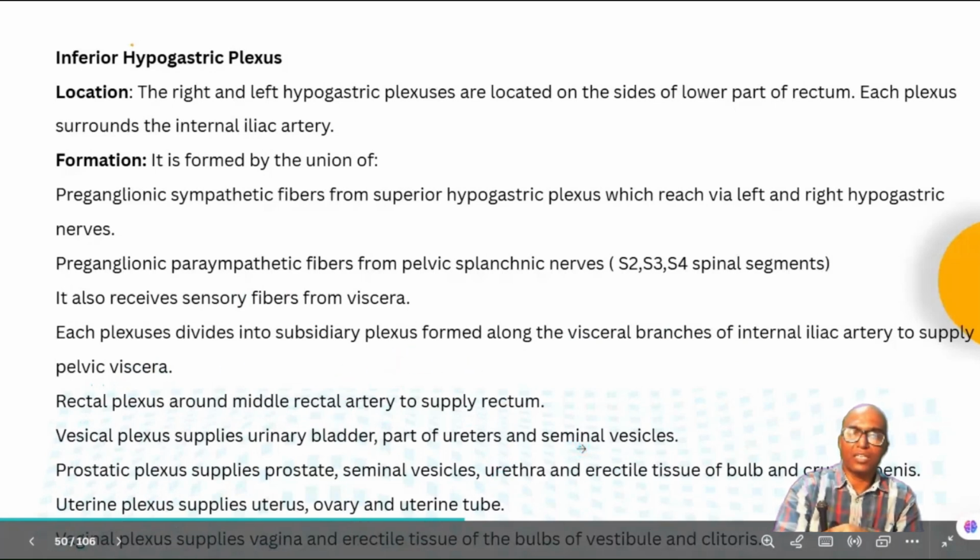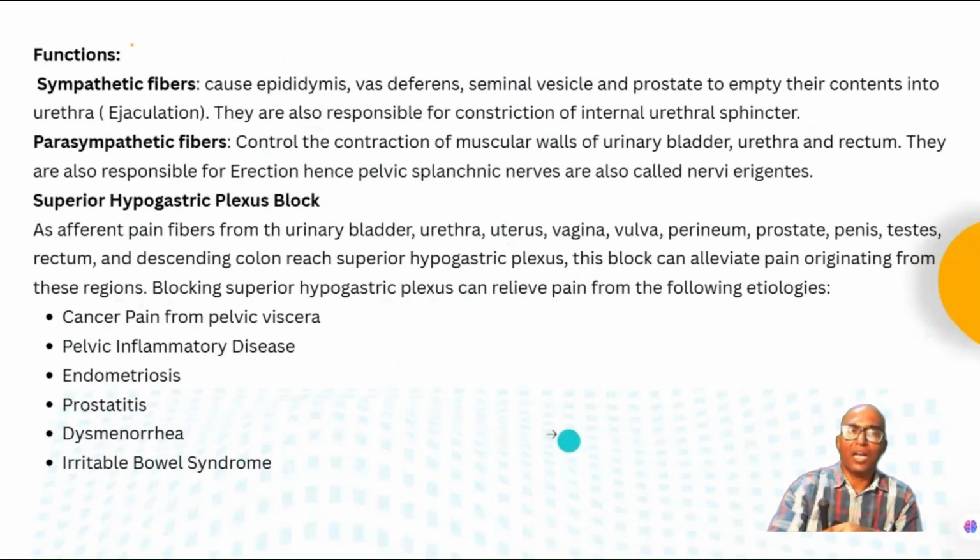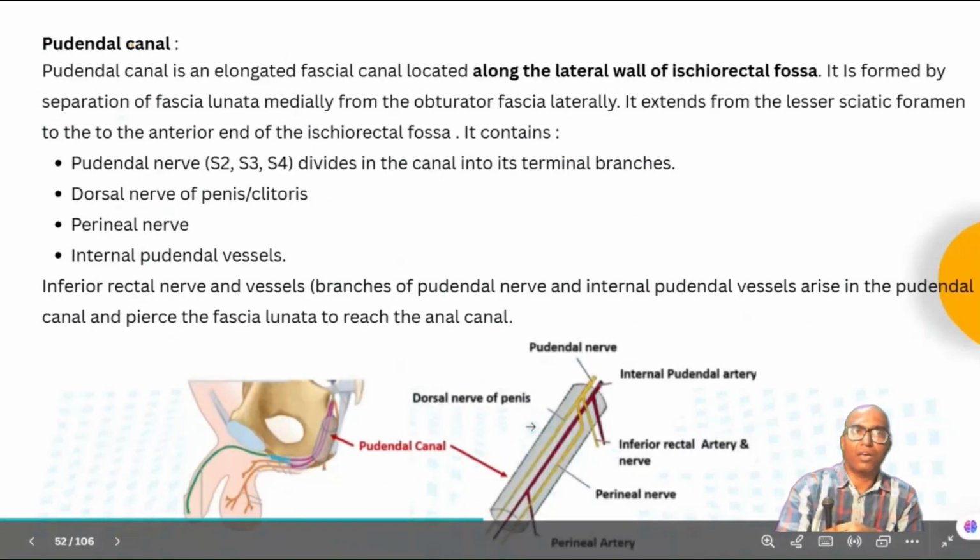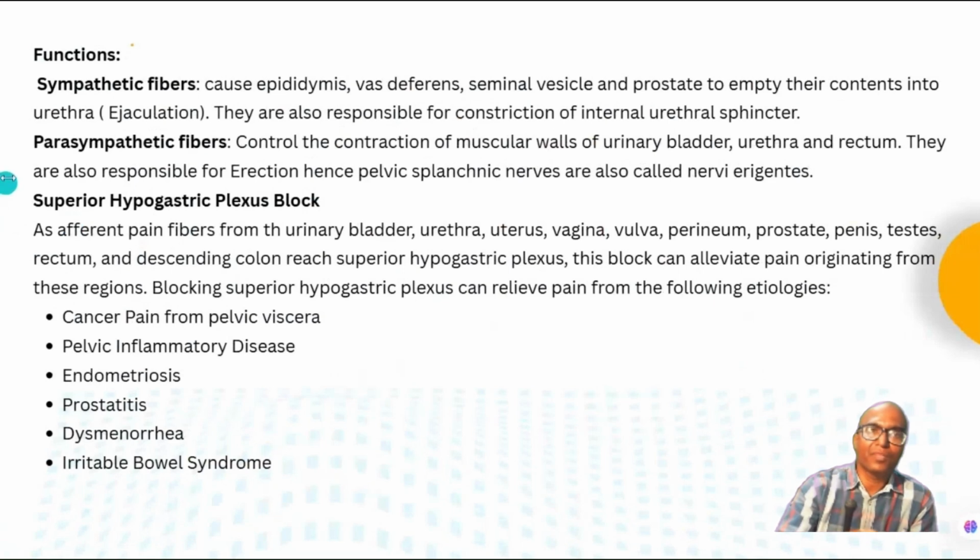So that is the significance. Hardly 2-3 slides are there. Then what is the function of these sympathetic fibers? They will cause the epididymis, vas deferens, seminal vesicle, and prostate to empty their contents into the urethra. They are also responsible for constriction of the internal urethral sphincter. So sympathetics are causing constriction of the internal urethral sphincter. You should remember that sympathetic fibers will cause constriction of the internal urethral sphincter.